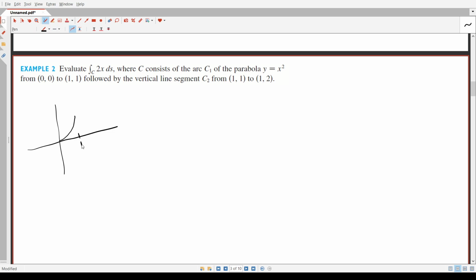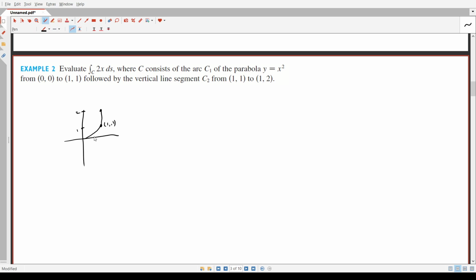This is 1, followed by the vertical segment from (1, 1) to (1, 2). So after we get here, that's the point (1, 1), it goes straight up. Okay, so we have a parabola up here to the point (1, 1), and then it just goes straight up to here. So this is 1, and this is 2.